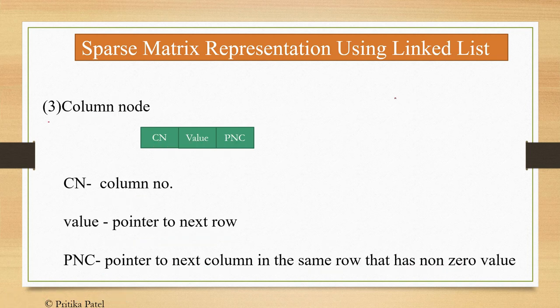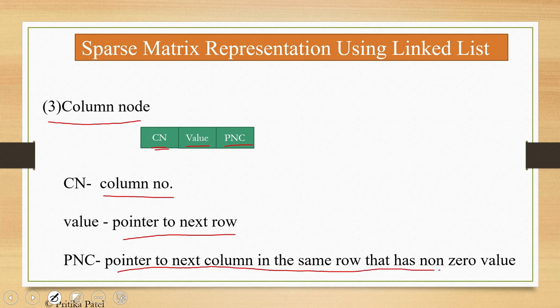Now the third structure is the column node. In the column node, first is Cn, the column number. Then the value. Then P and C, the pointer to the next column in the same row that has a non-zero value. So in the column node, 3 things are there: the column number, then the value, and P and C, the pointer to the next column having a non-zero element in the same row.